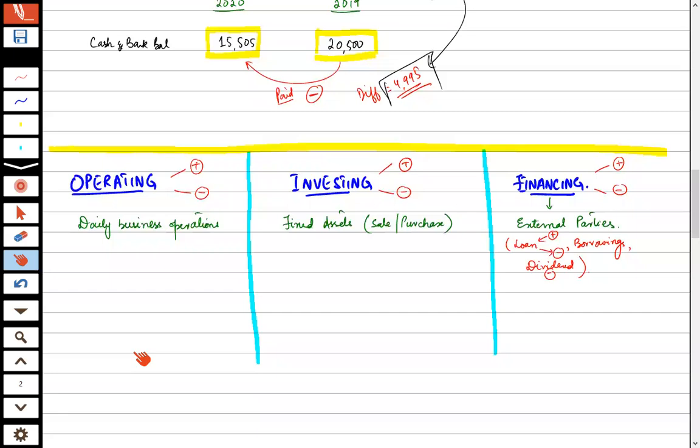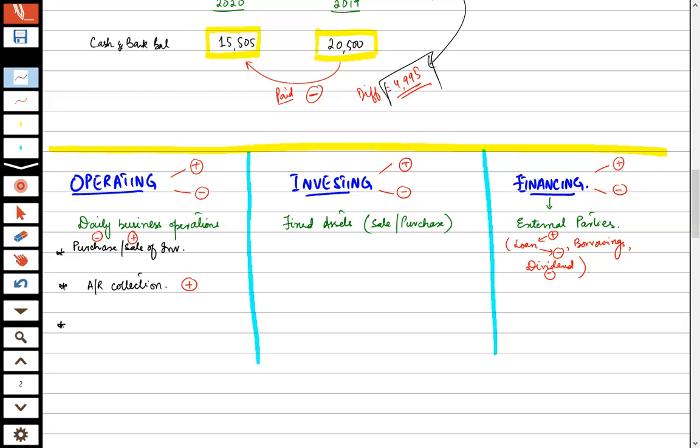Financing activities we have discussed. These are some of the basic financing activities. What about the operating activities? They may include purchase and sale of inventory. If we are purchasing, cash will be outflow, and if we are selling it, there will be inflow of cash. Clear? Yes. Similarly, accounts receivable collection. When we collect from accounts receivable, cash will flow into the organization.